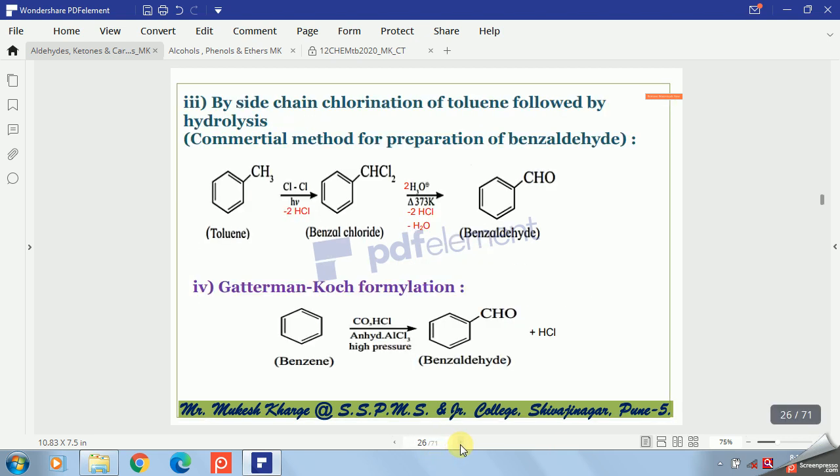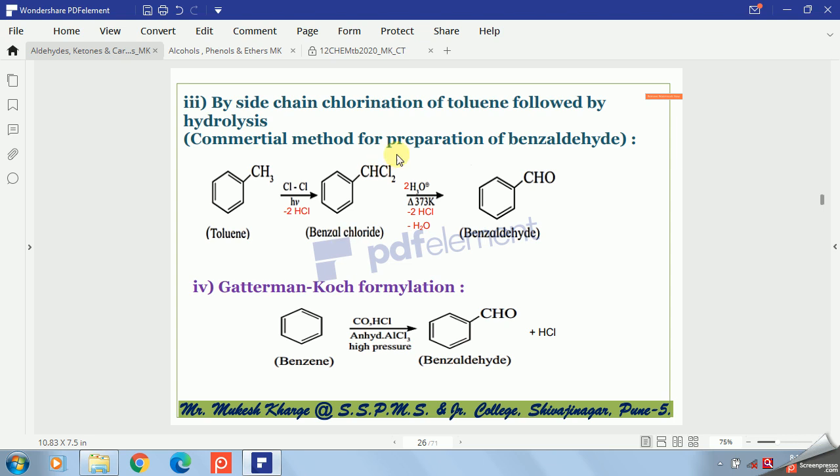Then the third one is by side chain chlorination of toluene followed by hydrolysis. This is a commercial method for preparation of benzaldehyde. So toluene or methyl benzene reacts with chlorine in presence of UV light. What we get? These two hydrogen of the CH3 group get replaced by 2 chlorine. So write down here 2Cl2. The byproduct is HCl, which is removed, so minus HCl. So what we get? CHCl2, benzyl chloride.